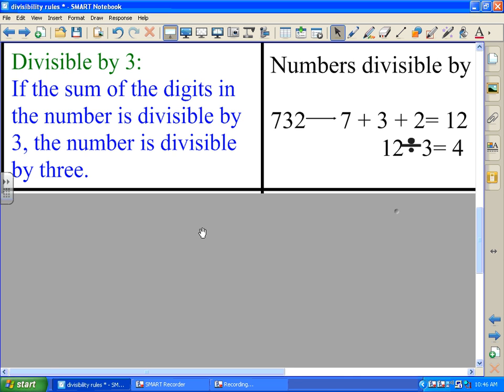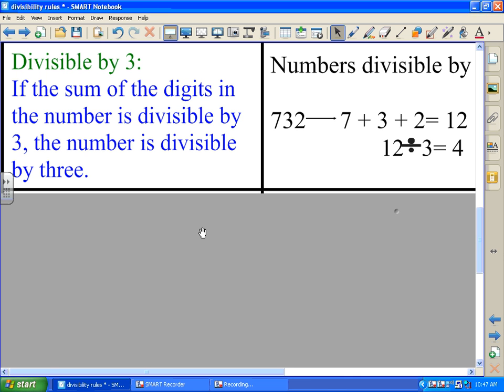the entire number is divisible by 3. So if you add the digits in the number and it is divisible by 3, the entire number is. So here's the example.